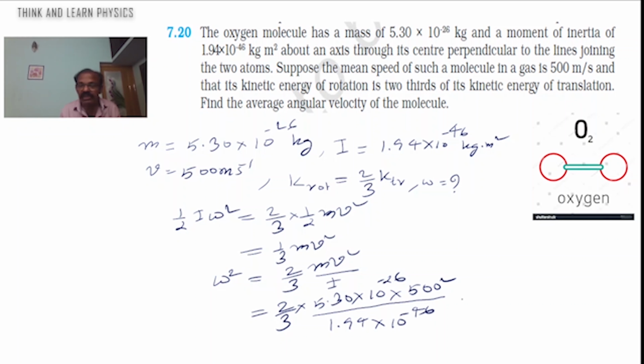Simplifying this, we get 45.54 into 10 raised to 24. Therefore, omega is obtained to be 6.75 into 10 raised to 12. So much radians per second.